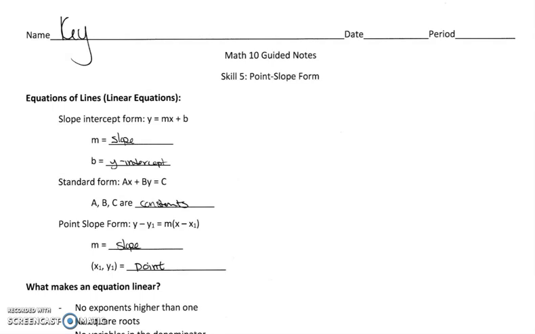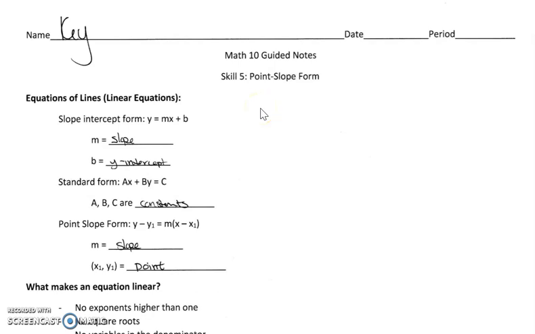Hi guys, we're on skill 5. We are going to do some more talking about linear equations today. I'm focusing on mostly point-slope form, but not leaving the other ones in the past as well. So we're going to start with a review.